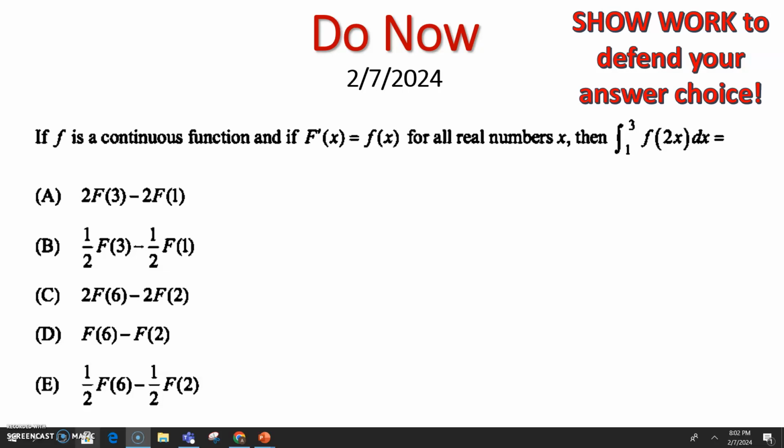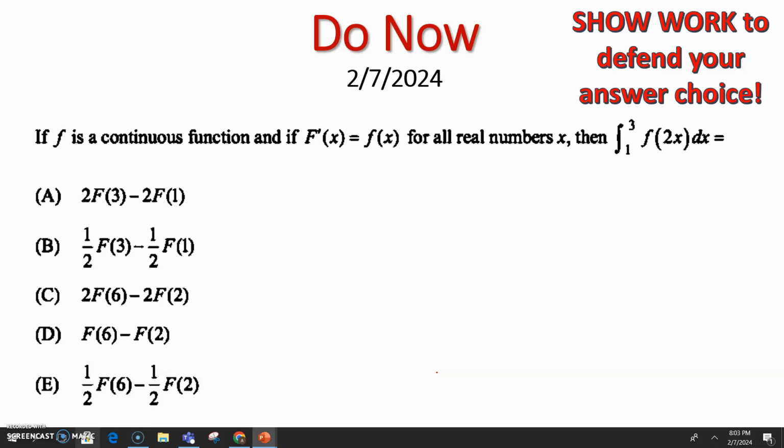All right, if f is a continuous function, and if f prime of x is f of x for all real numbers x, then the integral from 1 to 3 of f of 2x dx is what? Pause the video and give it a try.